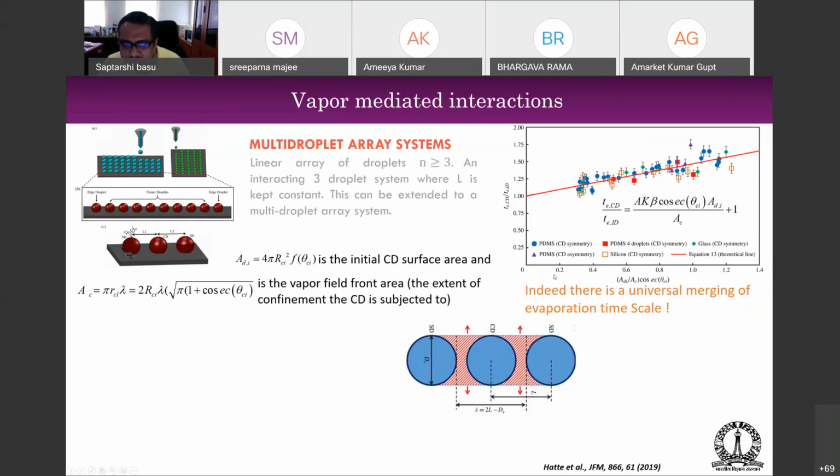That means, let me tell you what is the implication of this. The implication of this is that no matter what substrate you give me, no matter what fluid you give me, I can predict what will be the total evaporation time.